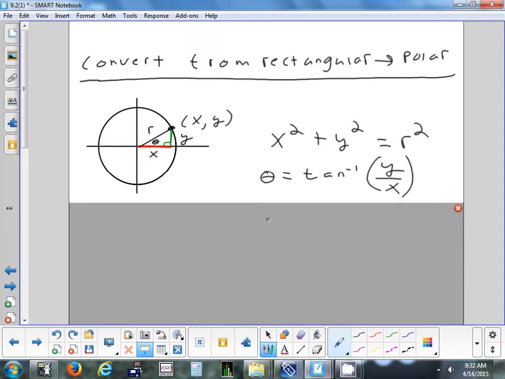Nick? 90 and negative 90. Very good. Negative 90 and 90. So anytime you do inverse tangent, you hit enter, the values you're going to get are going to be between negative 90 and 90. You're never going to get an answer that's outside of those two numbers.